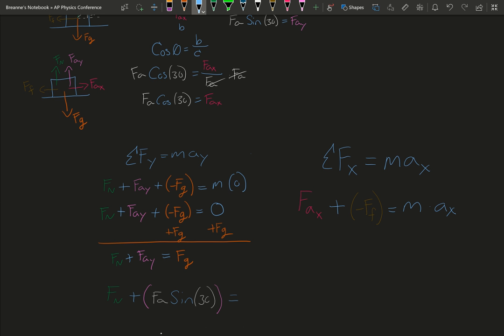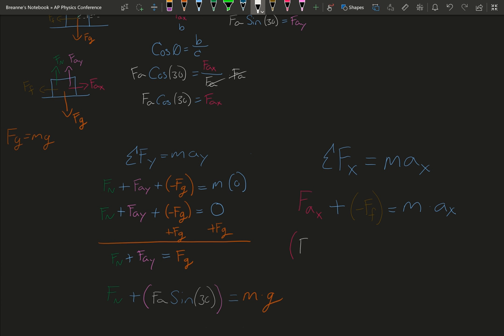And that equals, and we know that our force of gravity has a special equation, which is just mass times acceleration due to gravity. So we can just do mass times g. There we go. So now it's broken down. Same thing over here. We can break this down even further.